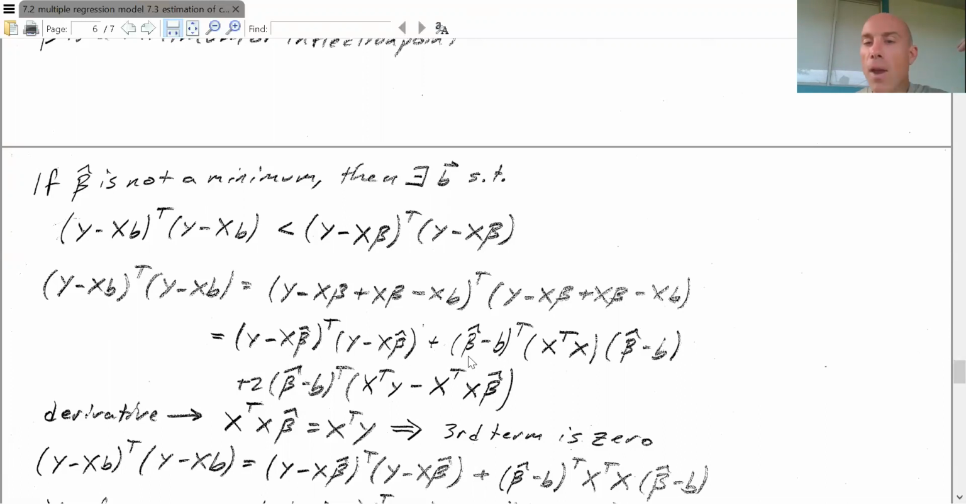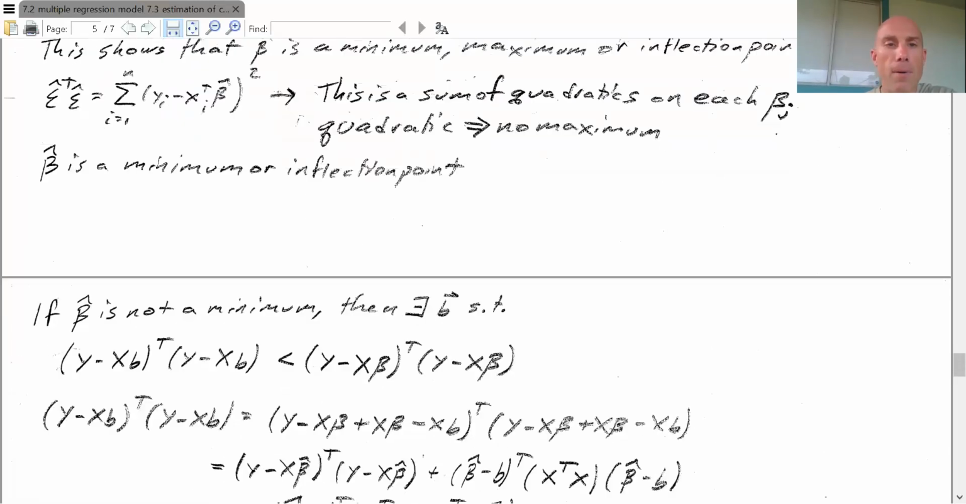Here, I've got the difference between beta hat and the minimization of B. And then I have x transpose x. And then I get this part. Okay, now, let's think about things for a moment. Remember, I did a derivative. I set the derivative equal to 0. Do you remember how that looked?